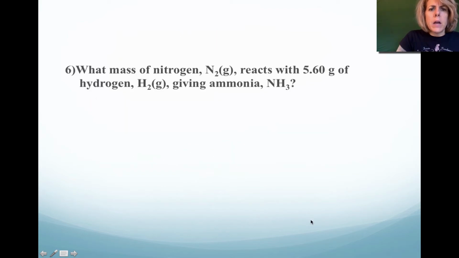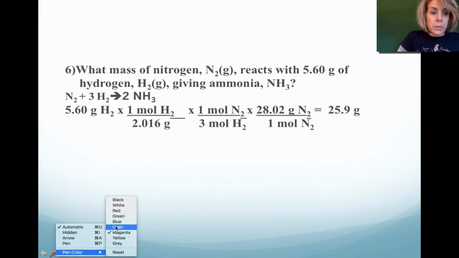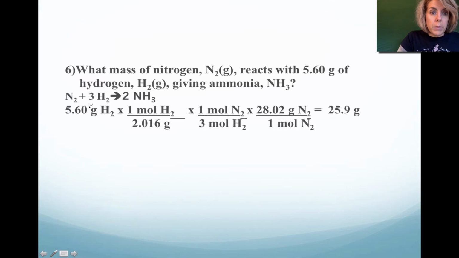Okay, here we have nitrogen reacting with hydrogen, and we want to figure out how much ammonia we get. So the first step is, once again, we have a balanced equation, and we're going to take the mass of hydrogen. Notice it's H2, okay? It's diatomic. Once again, we're going to use the molar mass, and the molar mass is going to help us cancel out grams. Now, we're not done. We have to use the mole ratio.